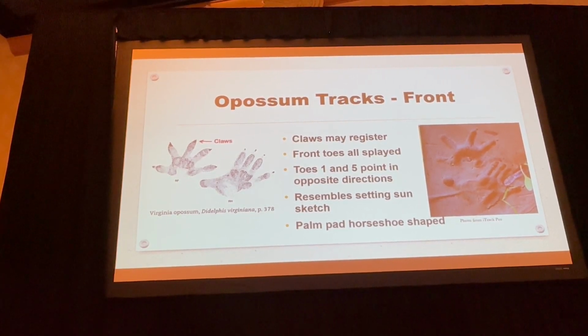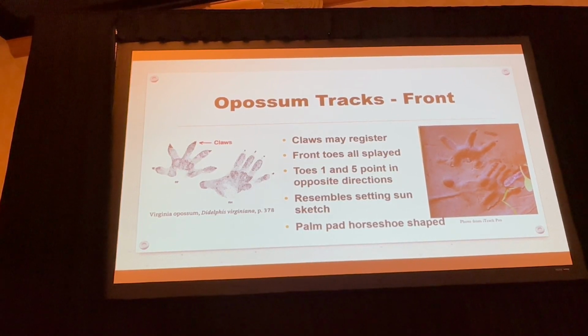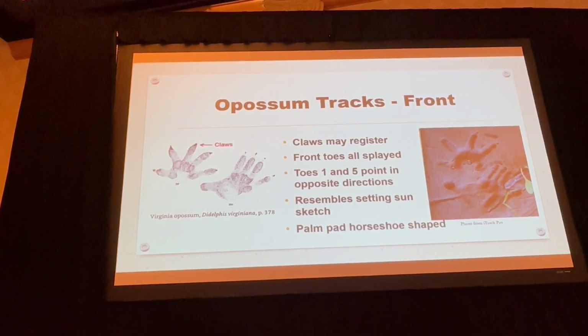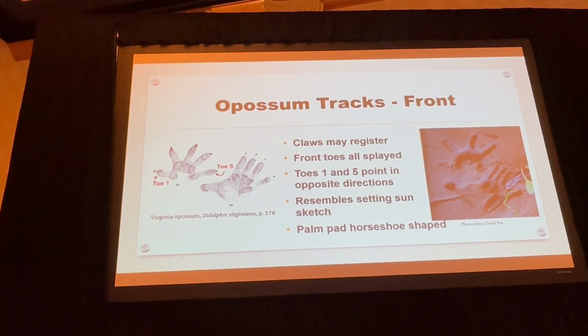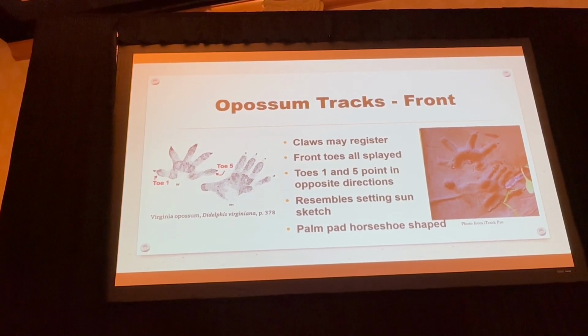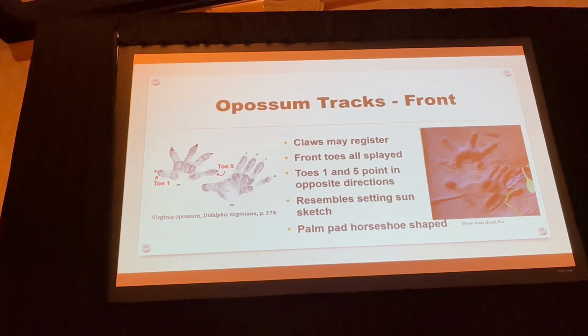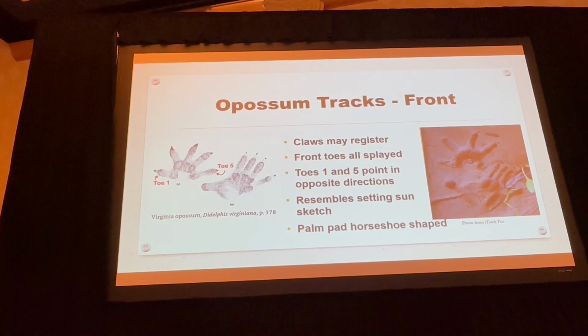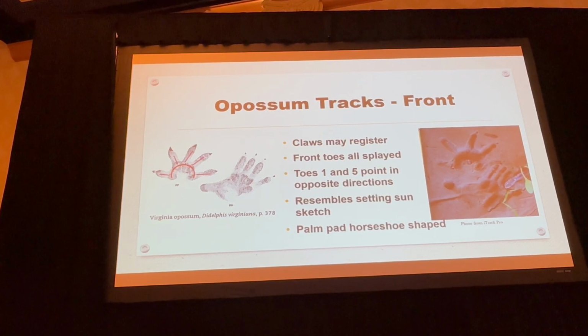Similar to raccoons, their claws are small and may or may not register. If they do, also like raccoons, they'll be close to the toe pads. Speaking of toes, the digits on the front paws are all splayed. As you can see, toes 1 and 5 are pointing in opposite directions, with the other toes spread out between them. This brings to mind the image of a sketch of a setting sun.